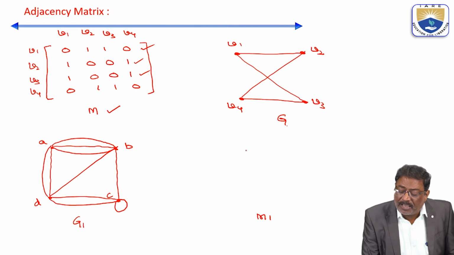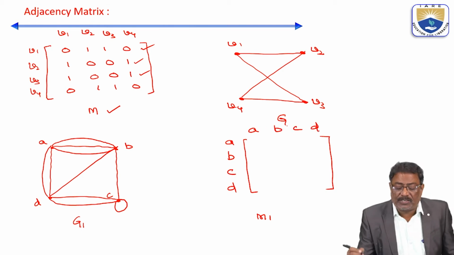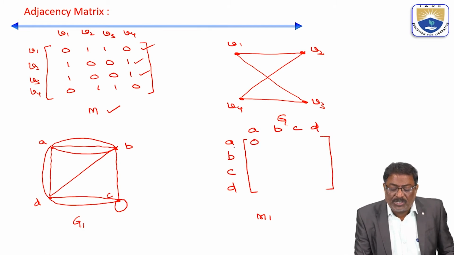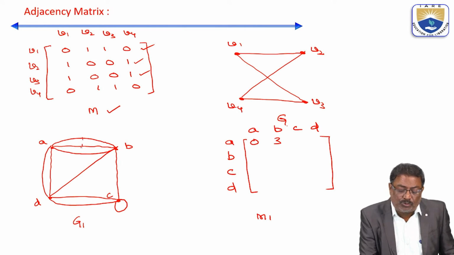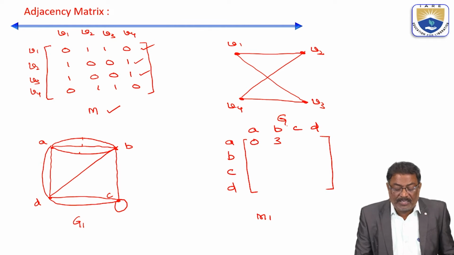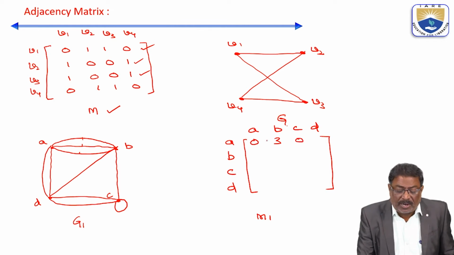Then it has four vertices. Let us say the vertices are A, B, C, D. Rows are A, B, C, D and columns are also A, B, C, D. Now, from A to A, there is no edge. From A to B, three edges are passing: 1, 2, 3. From A to C, there is no edge. And from A to D, there are two edges.